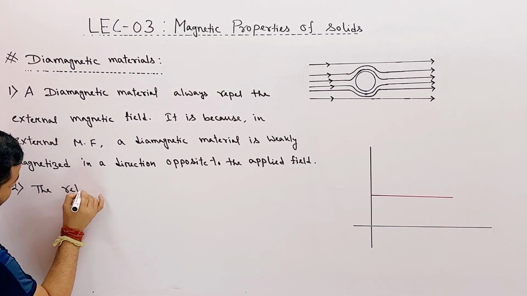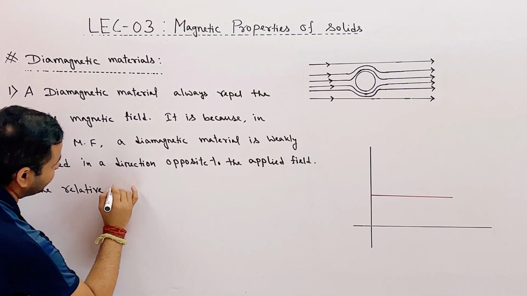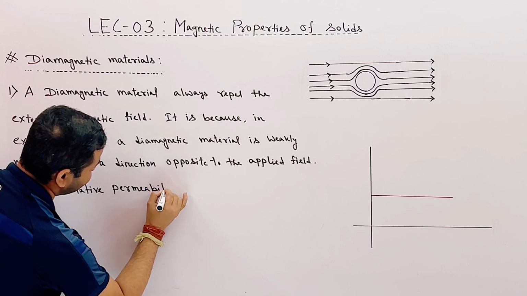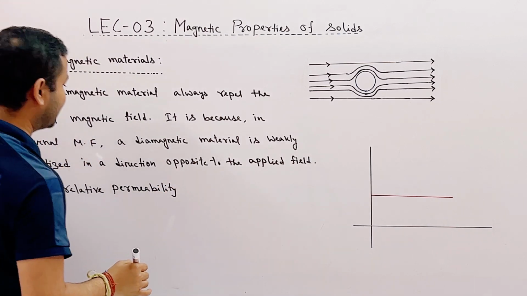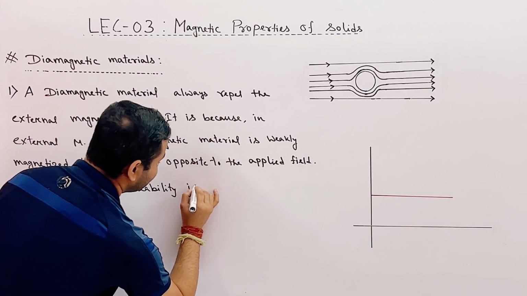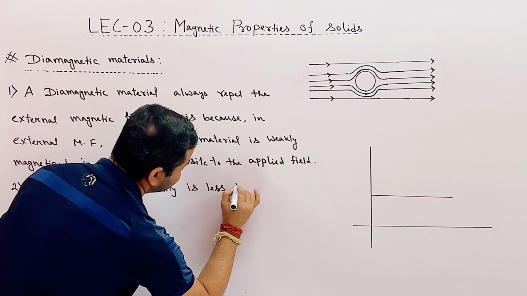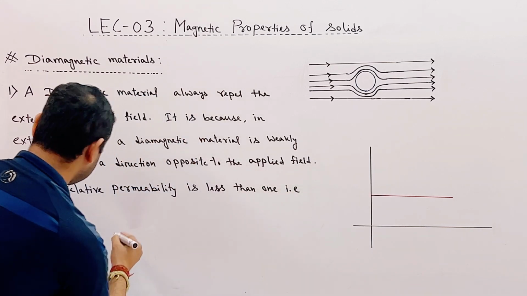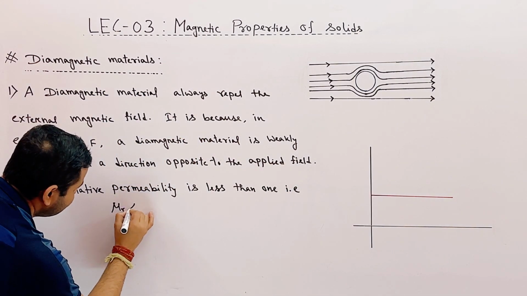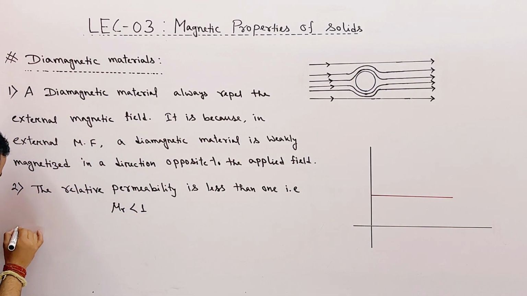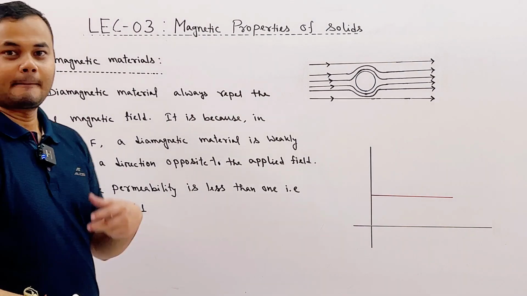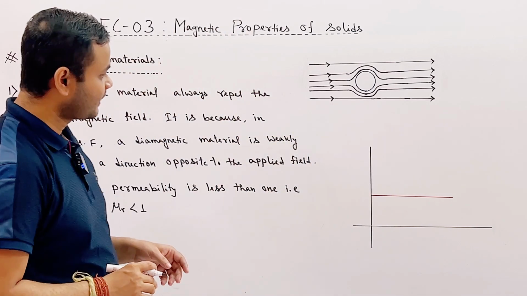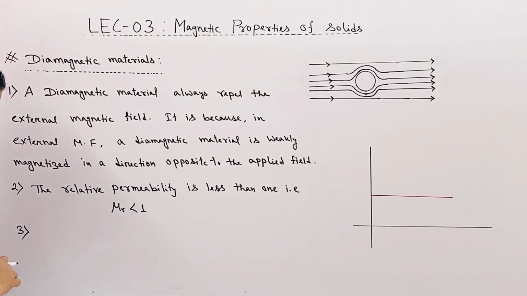Number 2, the relative permeability of diamagnetic material is less than 1. That is mu r less than 1. Number 3, the magnetic susceptibility is negative and small, and it is independent of temperature.